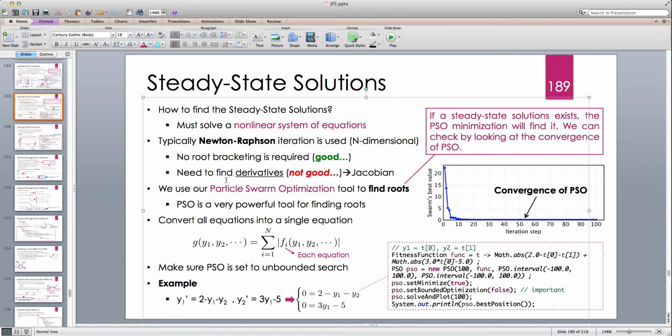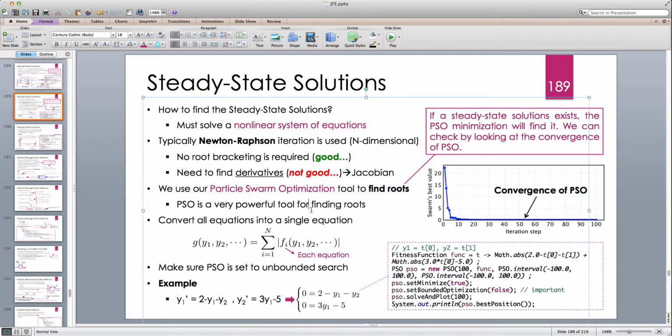So what do we do? We use our very powerful particle swarm optimization tool that we wrote in Java. It was a very simple algorithm. It's just a bunch of summations and multiplications. There is nothing fancy about particle swarm optimization. We don't need any derivatives. We don't need anything. Particle swarm optimization is the best. We're going to find the roots of an n-dimensional function, or a system of n equations, using our particle swarm optimization.